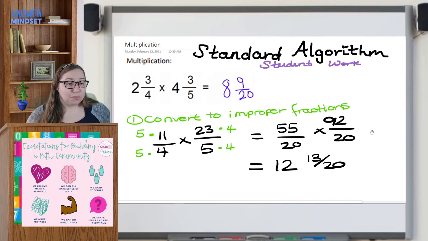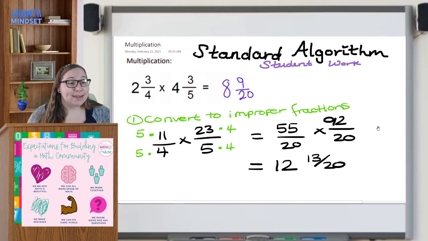Now, honestly, I used my calculator for this part because multiplying fractions can be hard, and then multiplying huge fractions is even worse. Part of the standard algorithm is the fact that you have to do a lot of converting and a lot of multiplication, and that in itself is frustrating for somebody who already slightly struggles with it. So I used a tool, my calculator, to help me solve it. So the answer that we got from our calculator says 12 and 13/20.